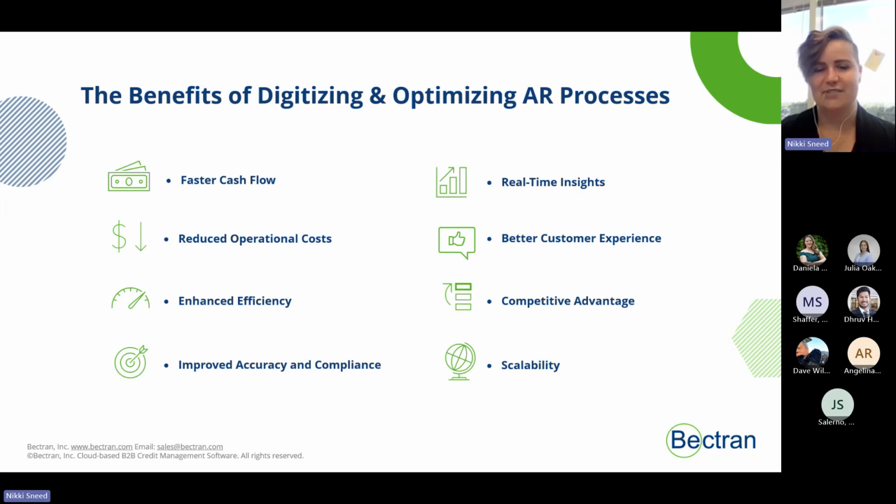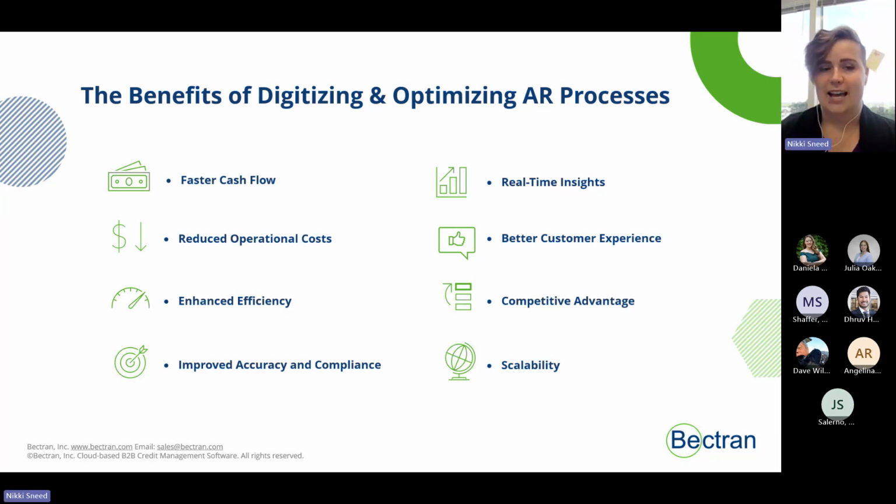That leads me to enhanced efficiency. Digital processes ensure smooth workflows and faster response times. Automated reminders and notifications help prompt customers for payment, reducing delays and overdue accounts. So this is crucial because what this does is leads to better customer satisfaction and improved relationships with clients. The more that they're able to see firsthand what is going on with their accounts, the happier that they're going to be, and you'll be able to see more comprehensively at a glance what's going on.